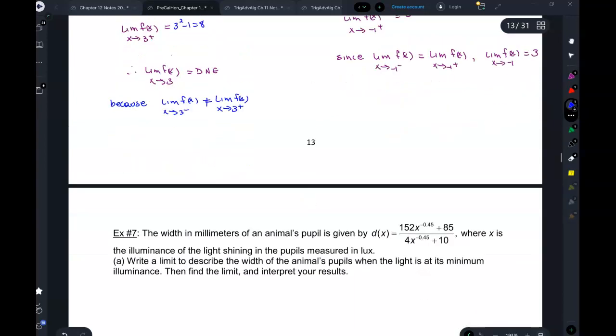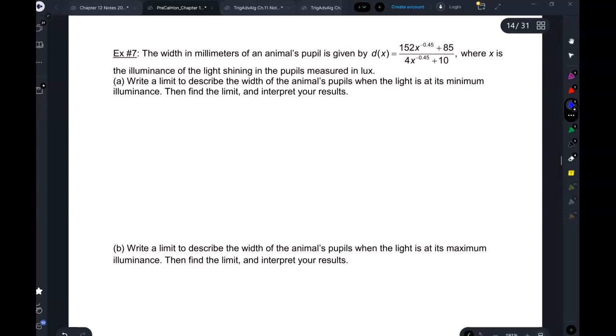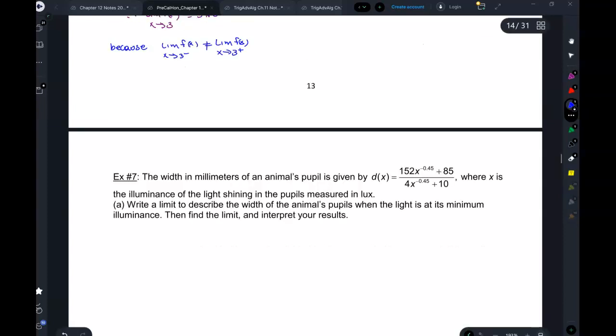Okay. So take a look at this problem. The width in millimeters of an animal's pupil is given by this, where x is the illuminance of light shining in the pupils, and it's measured in lux.